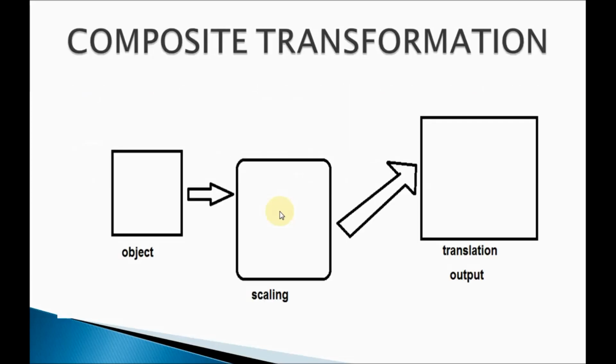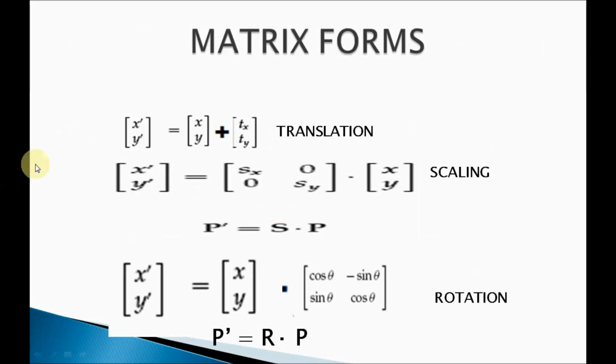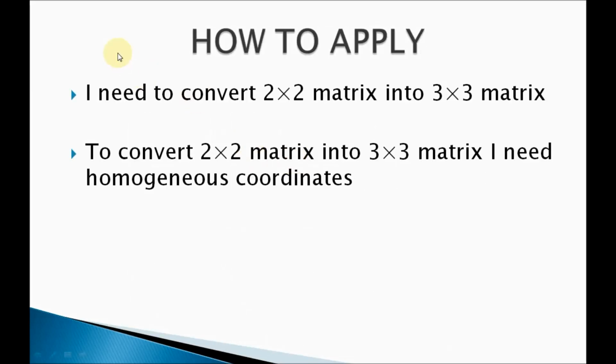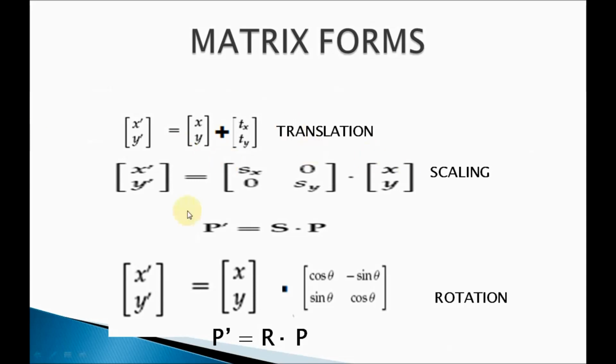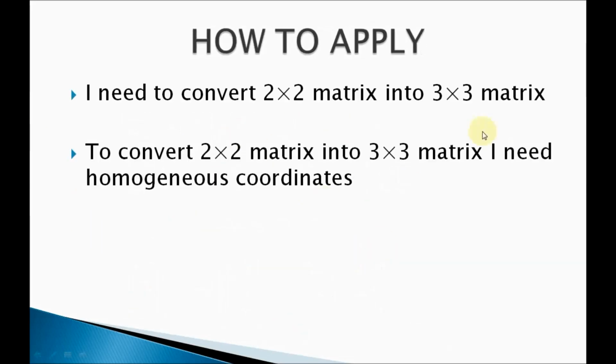You can see here all my matrices for translation, scaling and rotation are 2 by 2 matrices only. I can't use these 2 by 2 matrices for composite transformation. That's why I need to convert my 2 by 2 matrices into 3 by 3 matrices. Now, how are you going to convert a 2 by 2 matrix into a 3 by 3 matrix? I need homogeneous coordinates.